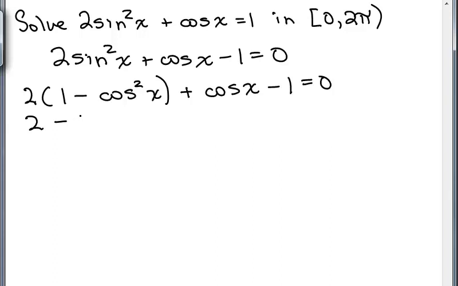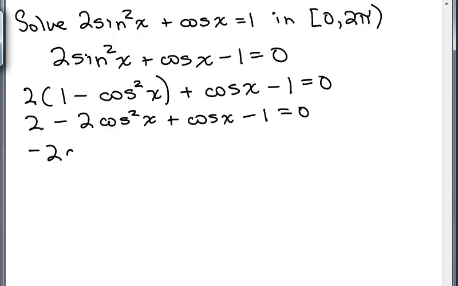On the left-hand side, we have 2 minus 2 cosine squared x plus cosine of x minus 1 equals 0. So let's see, I've got a negative 2 cosine squared x, a plus cosine of x, and this 2 minus 1, that adds up to 1. And now when I analyze it, I have a quadratic. This is similar to negative 2y squared plus y plus 1 equals 0, except instead of a y, I have a cosine of x. Now personally, I like having positive in front of the squared term.